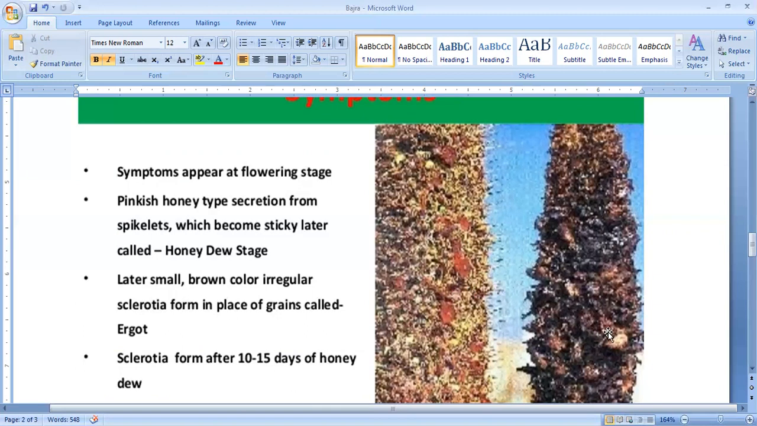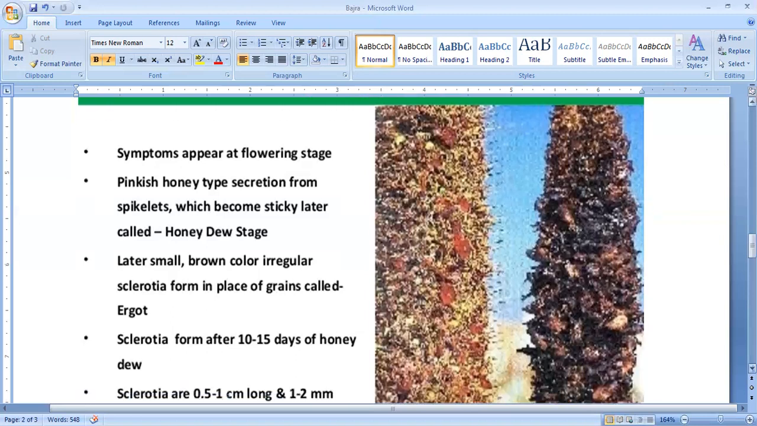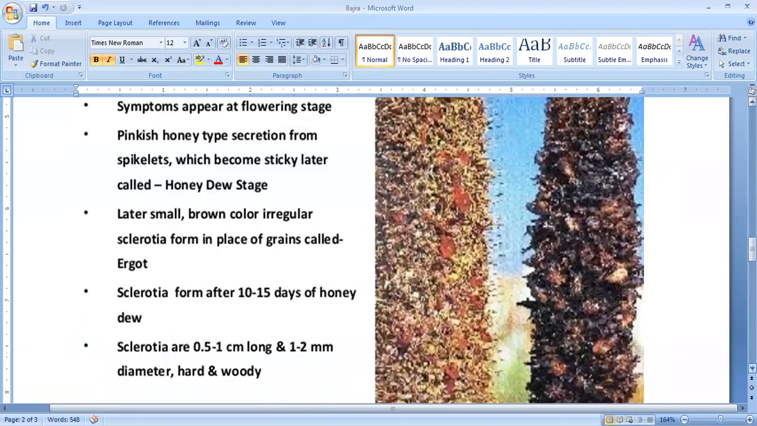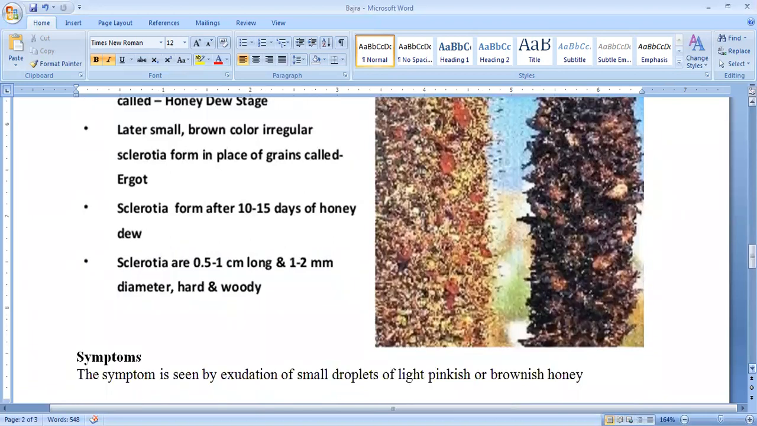Later on, small brown colored irregular sclerotia are found in place of the grains, and these are called ergot. So sclerotia are formed 10 to 15 days after the honeydew state. So this is the early stage and this is the late stage. As we can see, there are no grains, only dark colored sclerotia are formed and they are 0.5 to 1 centimeter long and 1 to 2 mm in diameter, hard and woody structure.